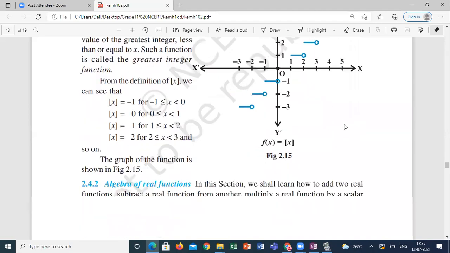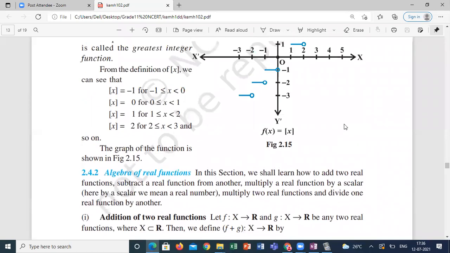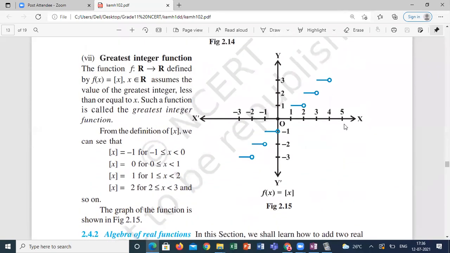So your range is, he didn't mention range here. Your range is always integers. Your range is always integers here. Got it? What is the meaning of greatest integer function? So you should not confuse.